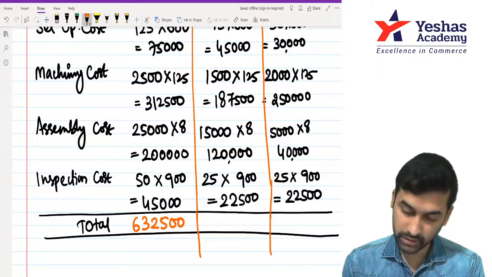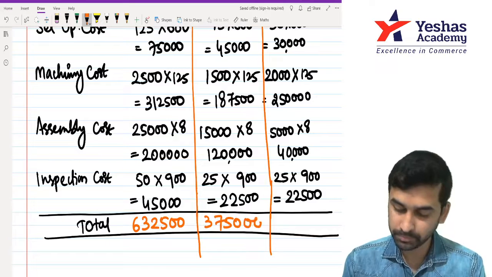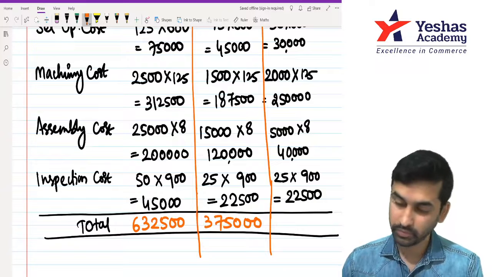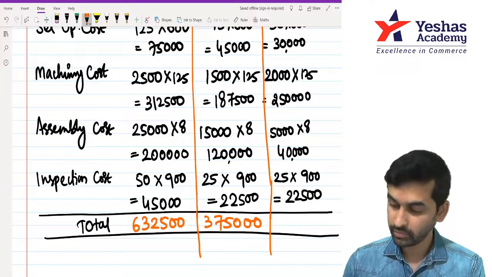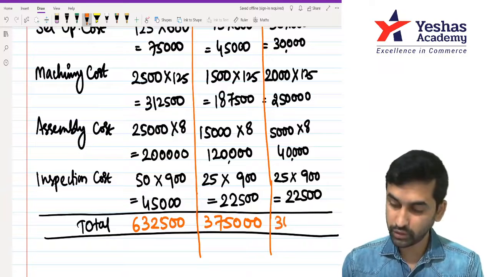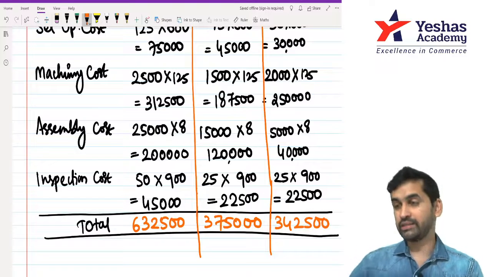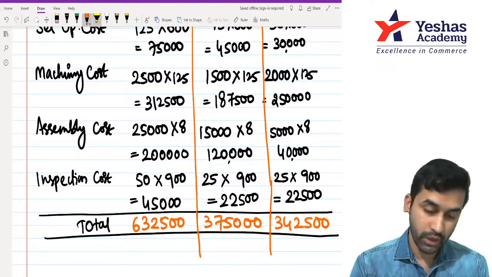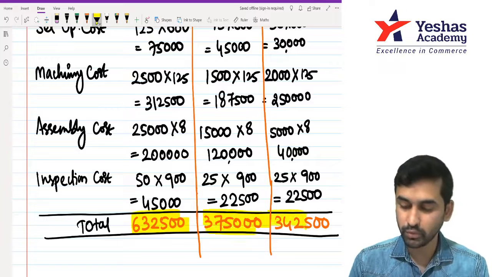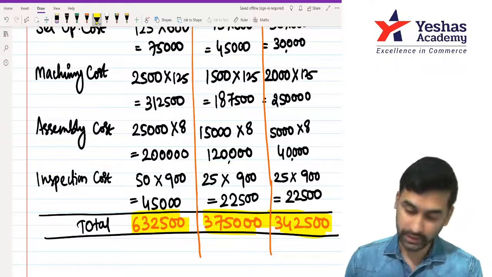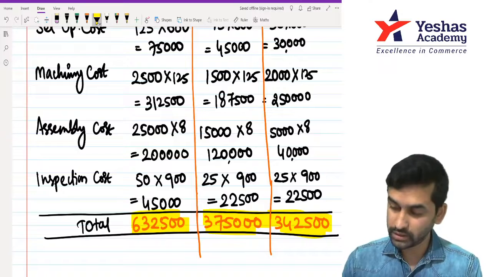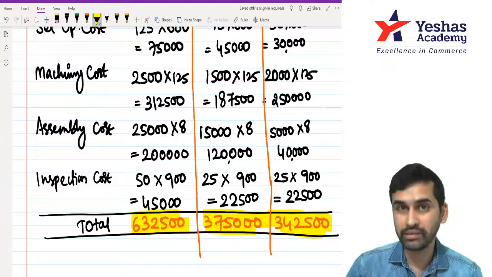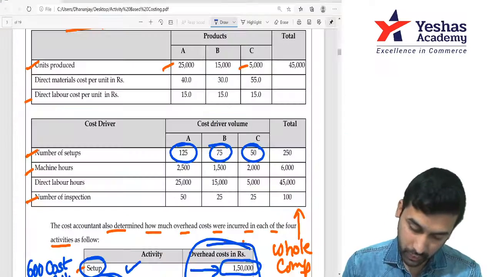Should be 375,000. Last one. 342,500. In examination, one way to cross check whether your numbers are correct or not, you just do the total of these three, whatever I have highlighted. Do it in calculator. Add all of this. This should come to 1,350,000, right? Now I'll go back to the question.